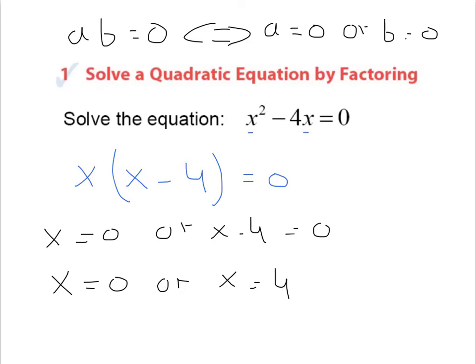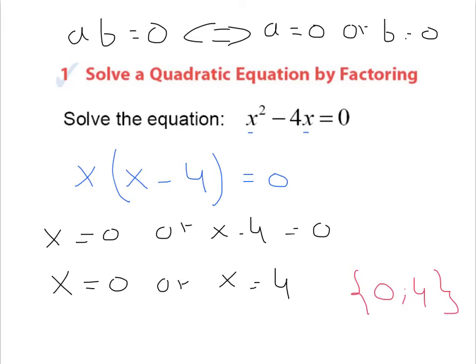Okay? So we have two solutions here. The solution set is 0 and 4. Okay, right? So this is solving a quadratic equation by factoring.